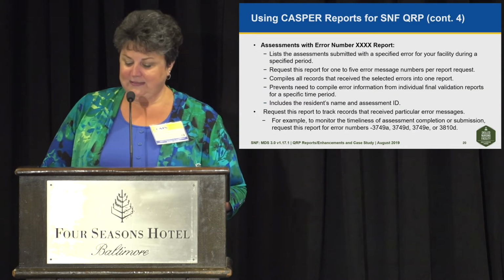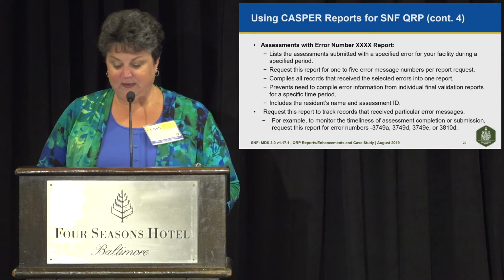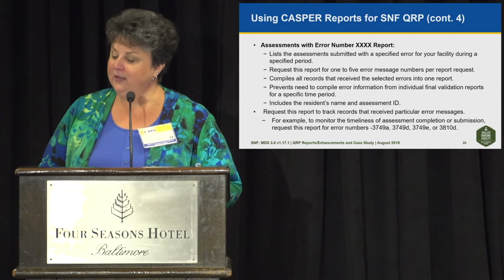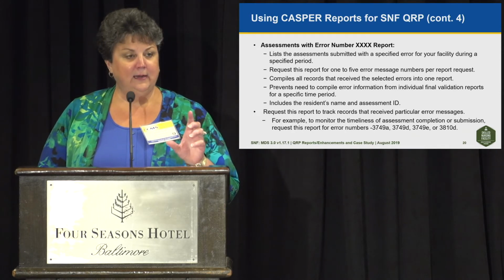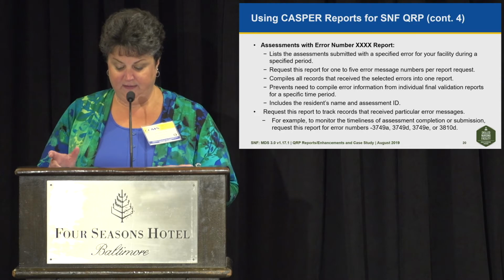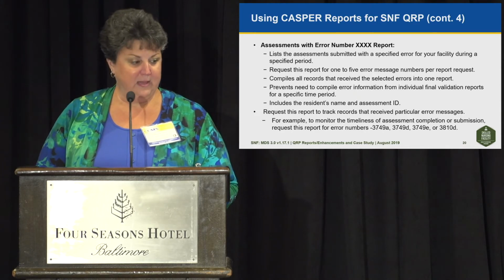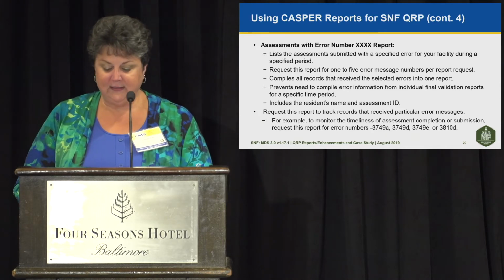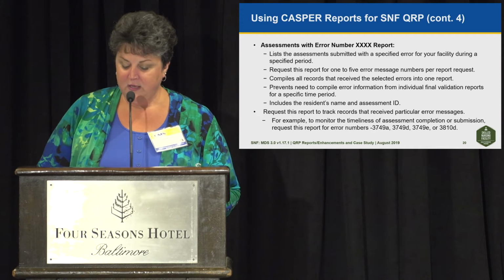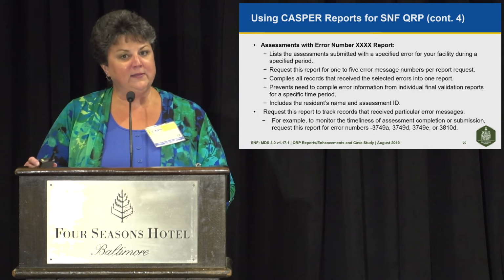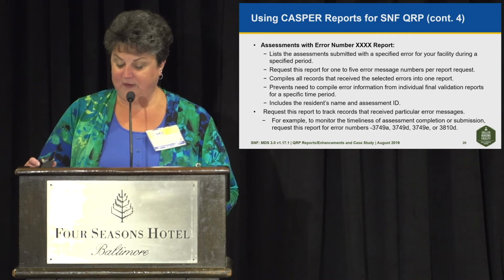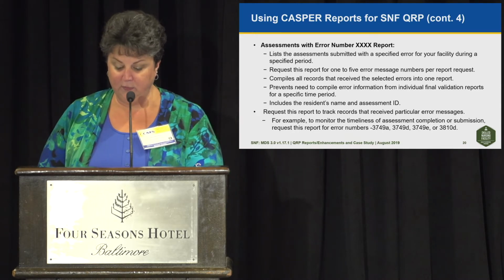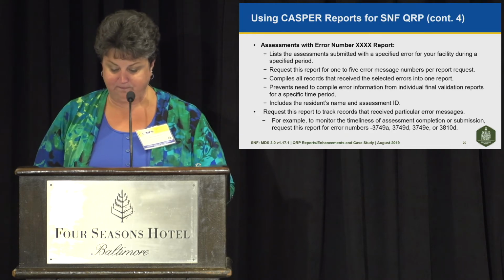This report lists the assessments submitted during that specified time frame with a particular error. So with the date criteria, you're going to select the from, and then the through dates are going to be fixed on this. Users must request at least one error message, but you can request up to 5. And those 5 errors will all be compiled into one report, by section.